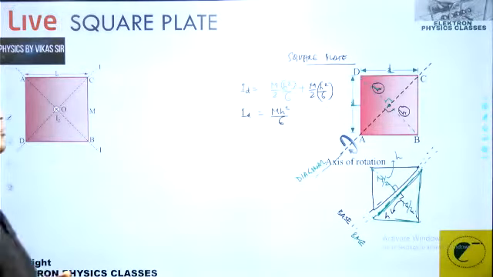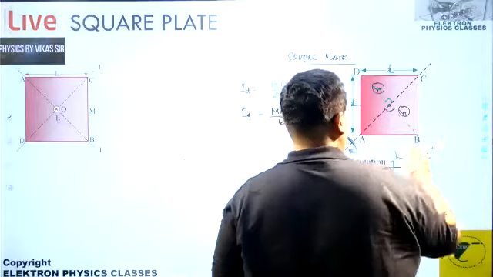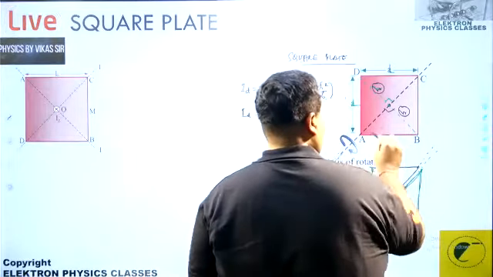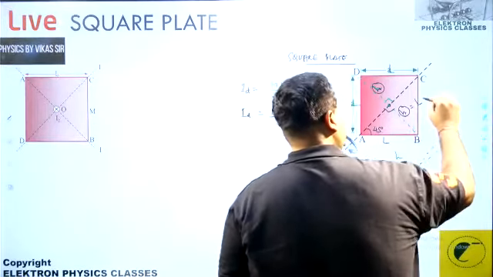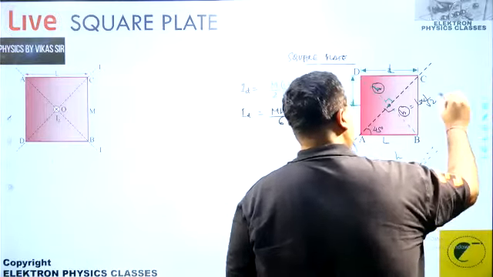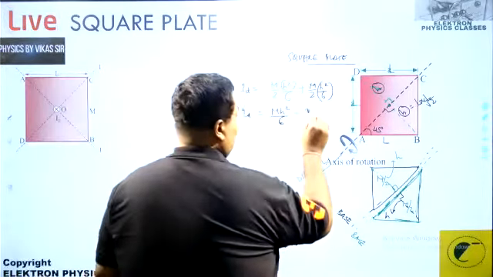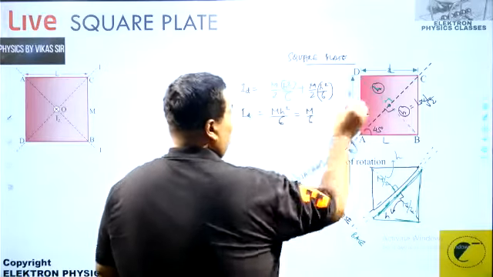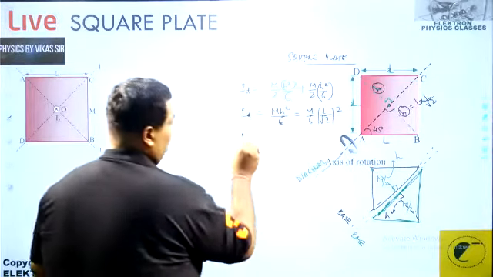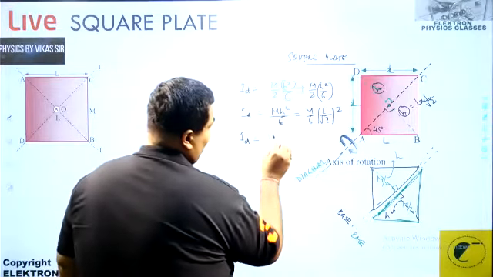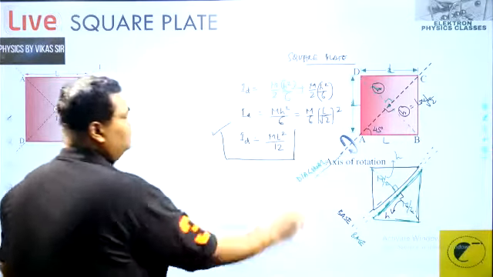Correct? And now we need to find the value of h, and that's quite simple. That's half of the diagonal, or simply L, and this angle is 45, so that becomes L sine 45, which is L upon root 2. That's the value of h. So hence that becomes m by 6 into L by root 2 squared, so the moment of inertia works out as ml square upon 12.